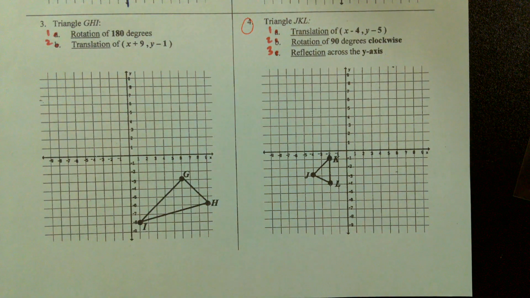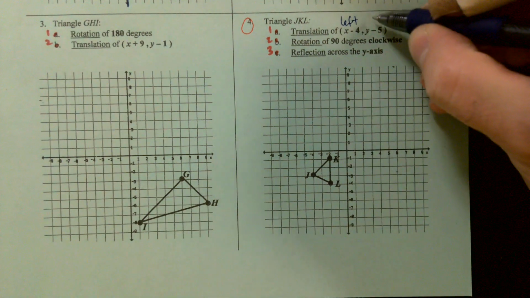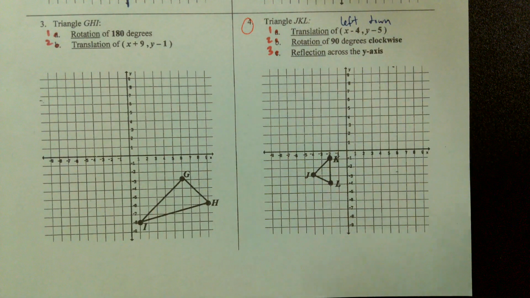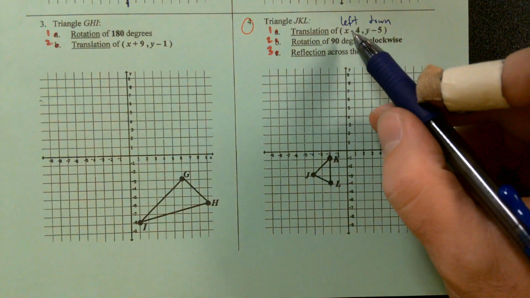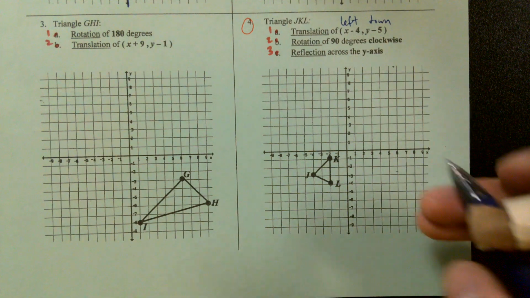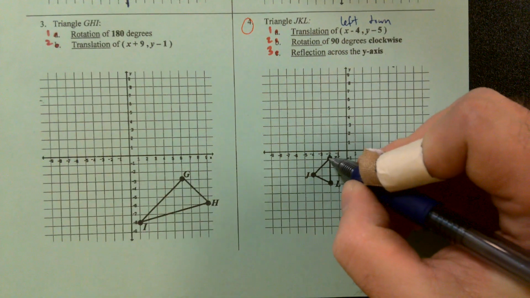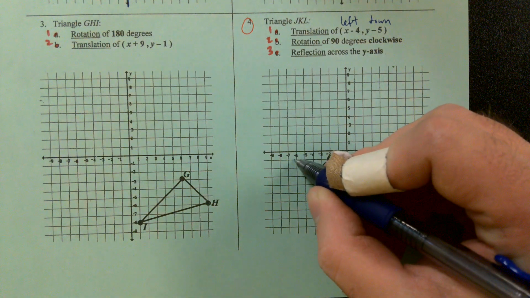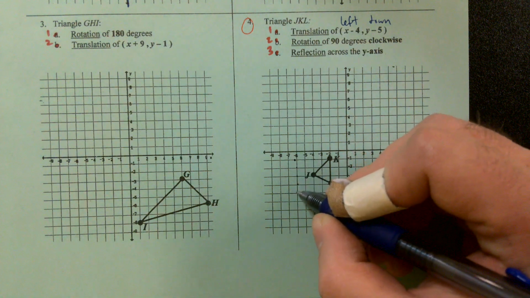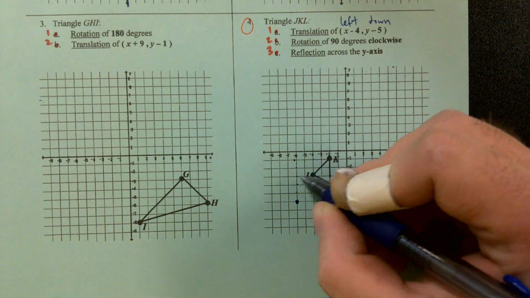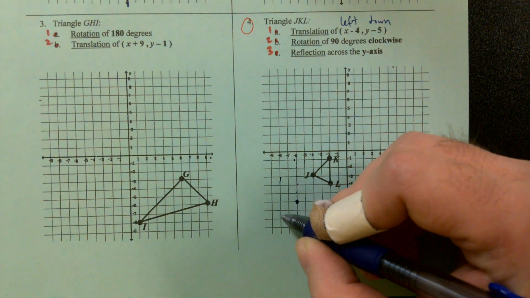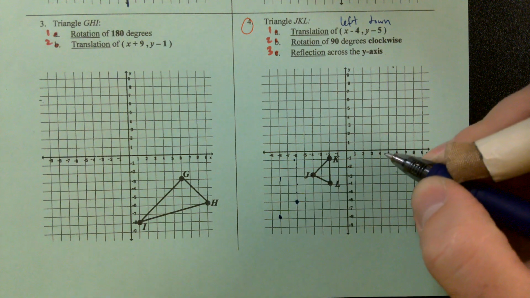Number 4, we're doing a couple things. First, we're going to translate. What direction am I translating here in step number 1? To the left and down. -5 means we're going down. -4 means we're going left. So I'm going to take these points. I'm going to go 4 to the left. 1, 2, 3, 4. I'm going to go 5 down. 1, 2, 3, 4, 5. Boom. Is that right?